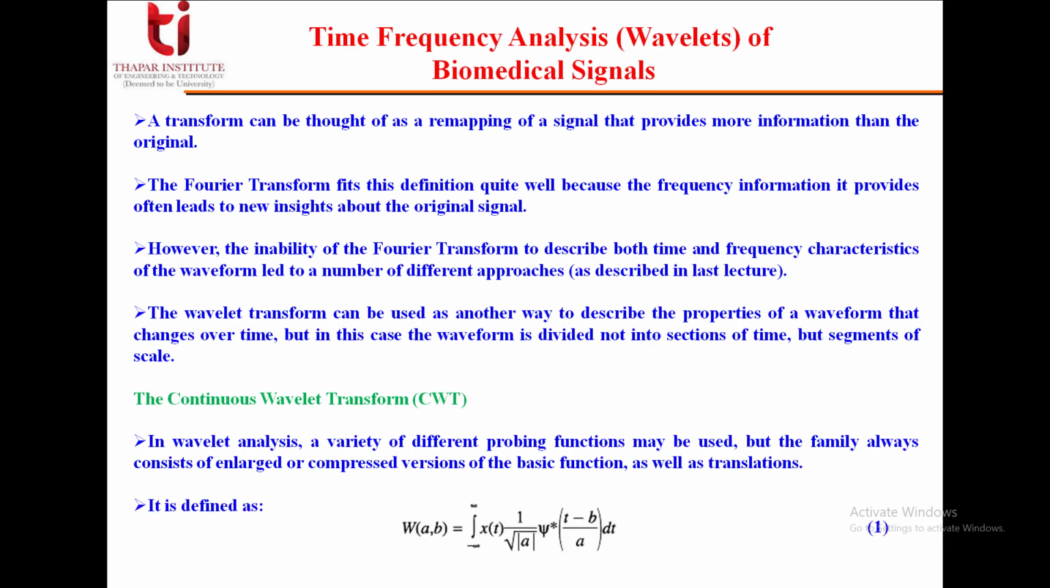So you can see this equation number 1, that is W, for wavelet, with parameters a and b, integration running from minus infinity to plus infinity of x(t) times 1 by square root of mod a. Then you see this phi function, which we call the mother wavelet conjugate. It is dependent upon t, that is shifted and scaled. So this integration is with respect to time.